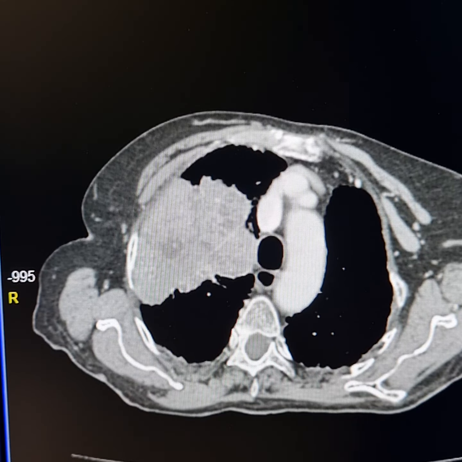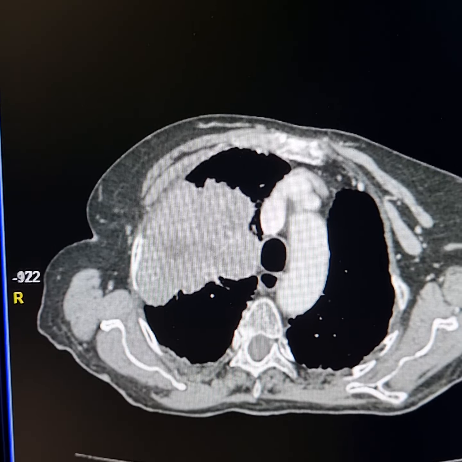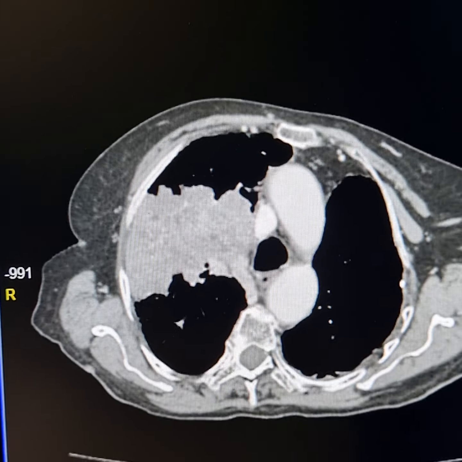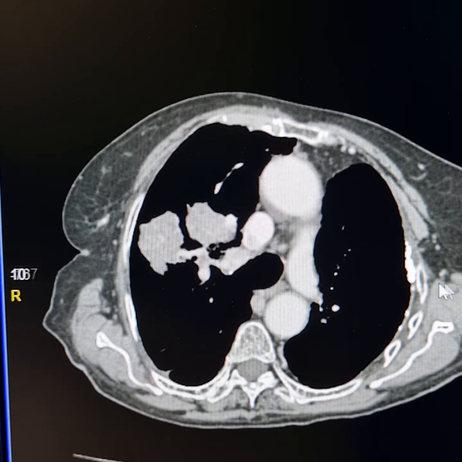Here, there is no involvement of the superior vena cava. This is the superior vena cava here. This runs short of the right hilum.